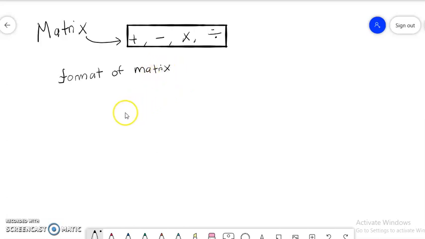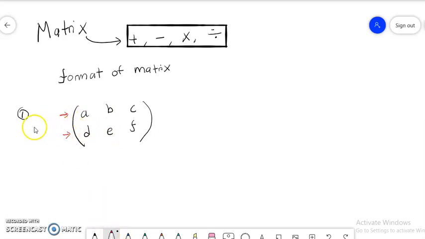Okay, what is the format of the matrix? For example, number 1. Now here we have A, B, C, D, E, F. Here is what we call a row. Up here, we call a column.